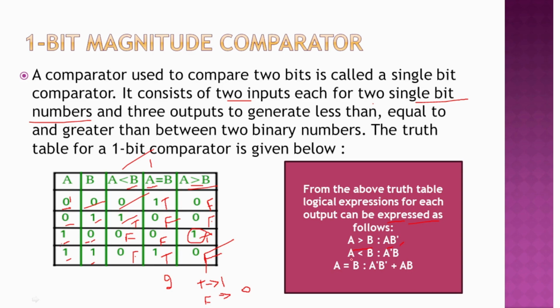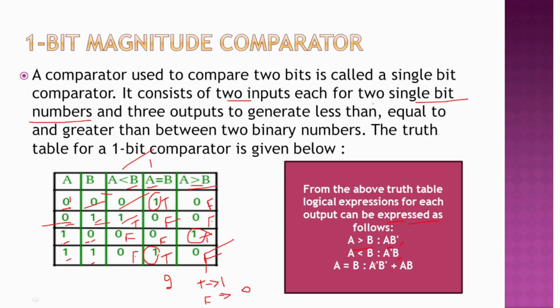And A is less than B. For A is less than B, the condition is true when A equal to 0 and B equal to 1. You write the equation as A is less than B equal to A dash into B. A is equal to B. Here we will have two values that satisfy this A equal to B condition.